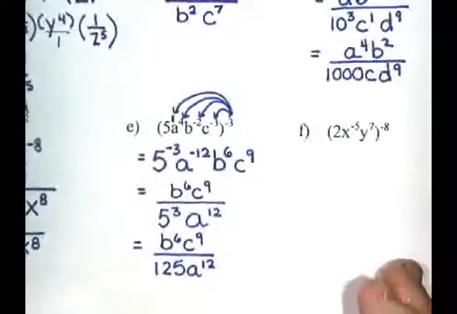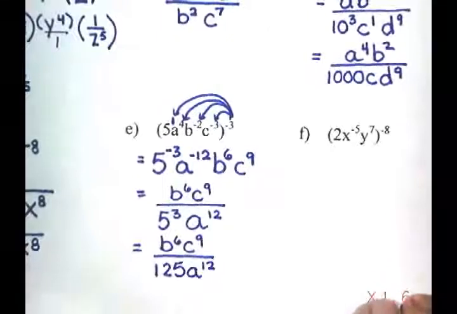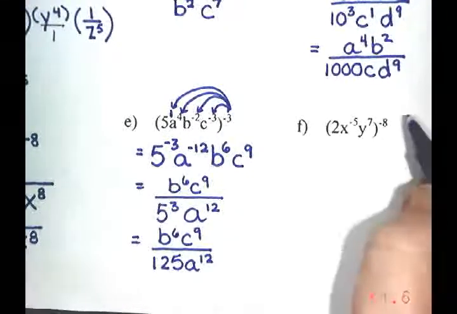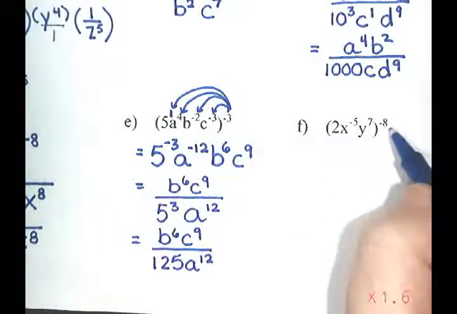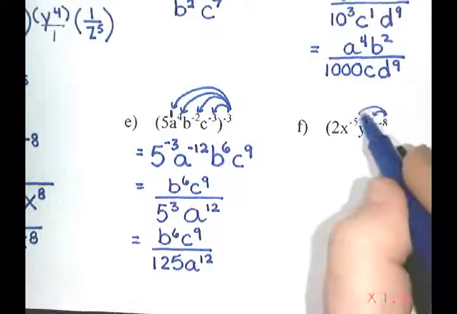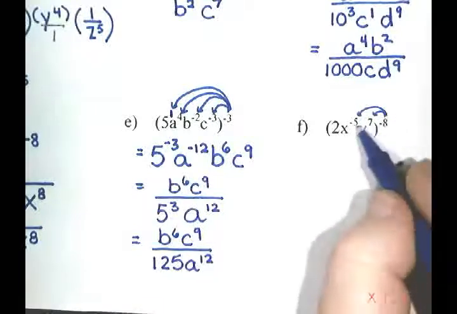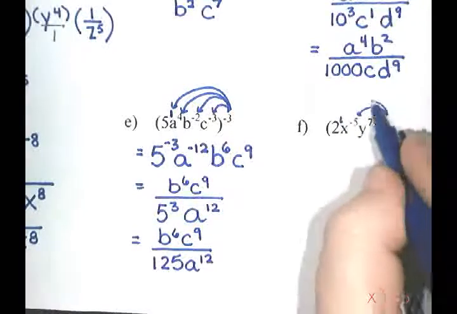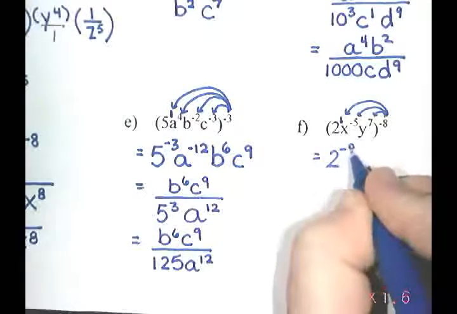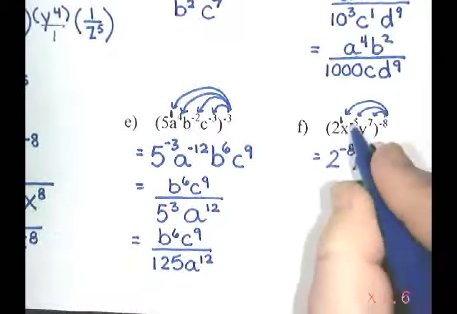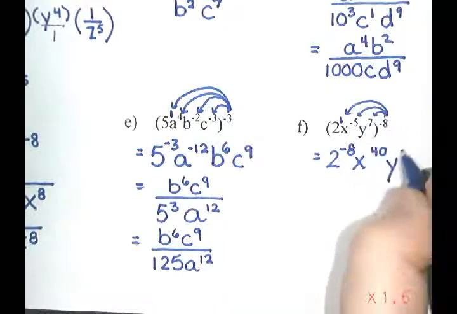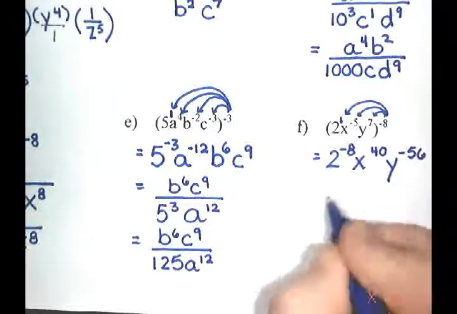Now our last question, I have (2x^-5 y^7)^-8. So I see that I have brackets with an exponent, so before I do anything else, I'm going to simplify by multiplying that negative 8 into all of my exponents, the 7, the negative 5, and the secret 1 on the 2. So 2 to the power of negative 8. x to the power of negative 5 times negative 8 is 40. And y to the power of negative 56.